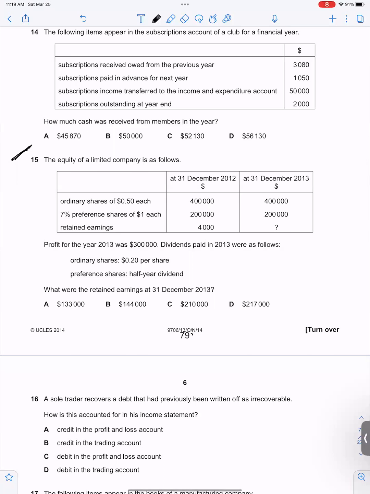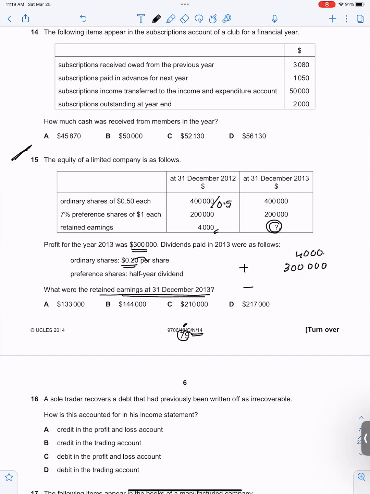October, November 2014, Paper 13. What was the retained earnings at 31st December 2013? So I want to find the retained earnings on the last date. Profit for the year is 300,000. I start with retained earnings at the start, 1,400. Profit for the year is 300,000. Dividend paid is 0.20 per ordinary share. So how many ordinary shares do you have? Can you find out?